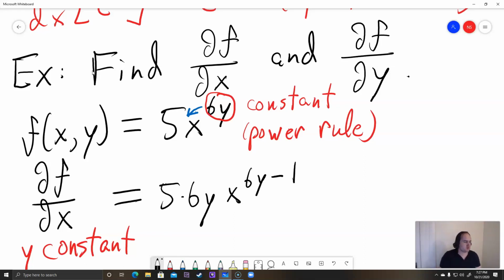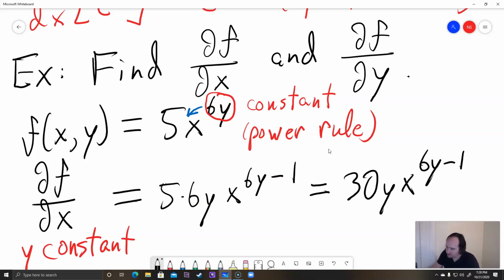Now why is it 6y minus 1? Well, because we're doing the power rule, and remember, you bring the exponent out front, and then you decrease the exponent by 1. And then we can simplify this a little bit. So 5 times 6 is 30. So our partial f partial x is going to be 30y x to the 6y minus 1.